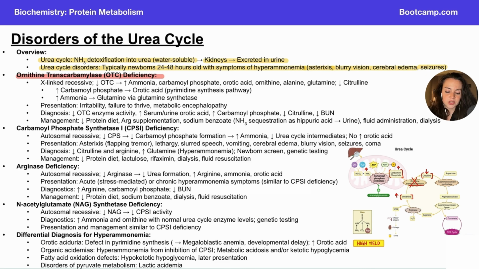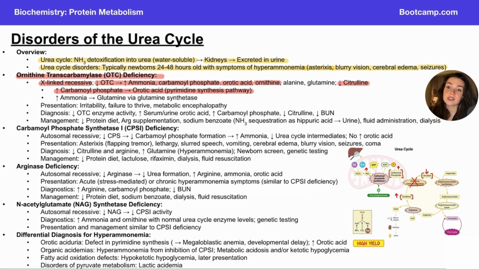So OTC deficiency is X-linked recessive, and a decrease in that OTC enzyme is going to lead to a buildup of ammonia and carbamoyl phosphate, like we discussed, and decreased citrulline. We'll also see a buildup of ornithine, like we discussed. And then let's talk about some of these other findings we're going to have here. The first is going to be a buildup of orotic acid. And that buildup of orotic acid is coming from the buildup of carbamoyl phosphate.